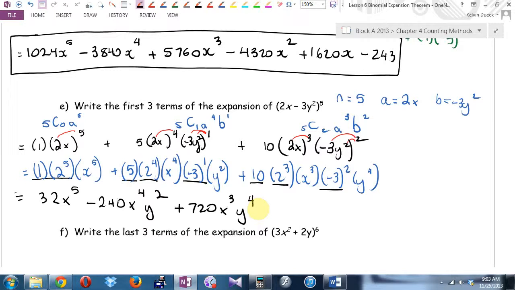Oh, and you'll notice one of my terms ended up being negative. Actually, because I had a negative in my B, I'm not surprised that there should have been a negative tumbling through sometimes. Oh, but sometimes when you're squaring or fourthing, the negative would have vanished.